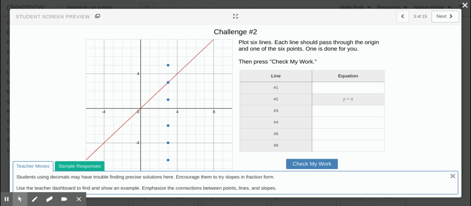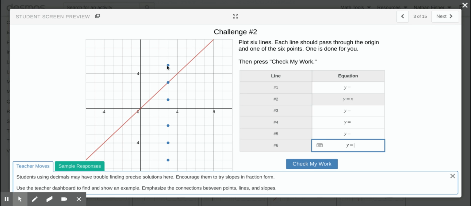Challenge number 2, plot 6 lines. Each line should pass through the origin and one of the 6 points. One is done for you, and then press check my work. So they tell us that they need to pass through the origin. So none of these equations I'm going to fill in here on the right side of this table are going to have b values, or at least we're not going to show them because they all technically would be 0. So I just need to worry about slope. So each one's going to be y equals something times x. So the something is the slope.